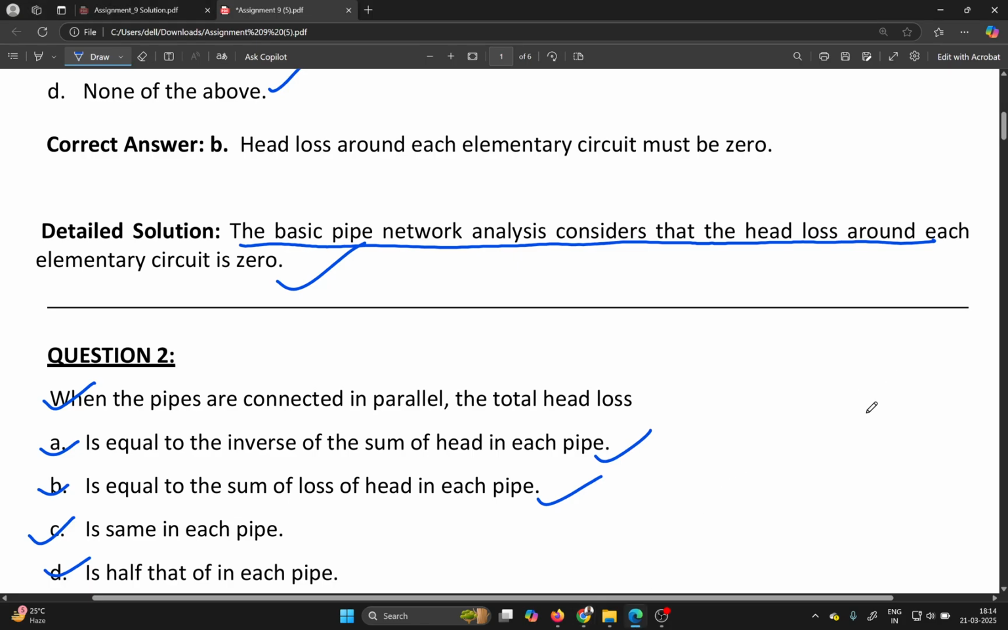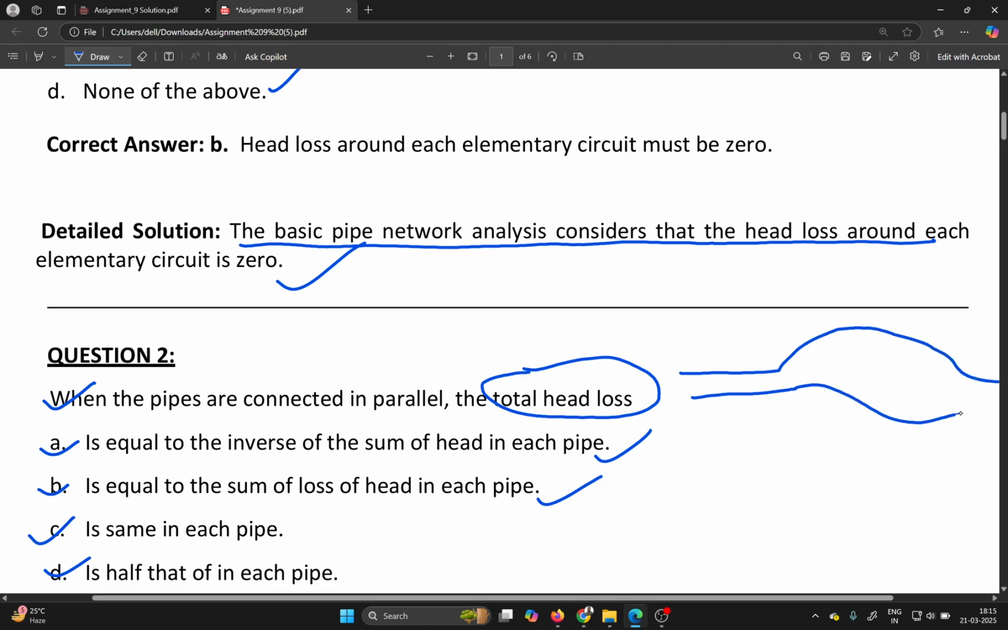Okay, here question is asking about the parallel connection, right? Parallel connection of pipe and asking about the total head loss. So parallel connection means, let us suppose this is one pipe and here it is divided in two pipe. This is pipe 1 and pipe 2. Again one pipe. So this pipe and this pipe is parallel.